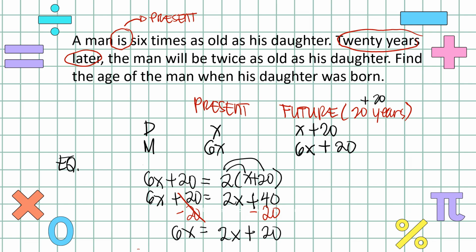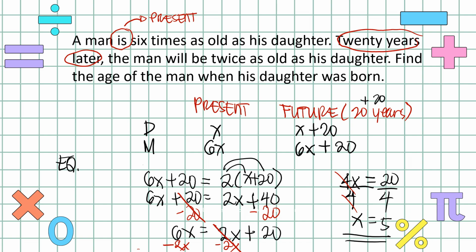Okay, and then next we'll have to subtract 2x on both sides, or add a negative 2x so we can cancel the variable on the right side, and we'll just have 4x equals 20. And lastly, divide both sides by 4. Okay, x will be equal to 5.